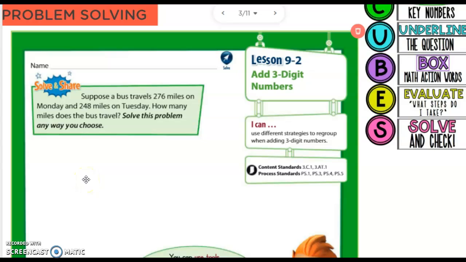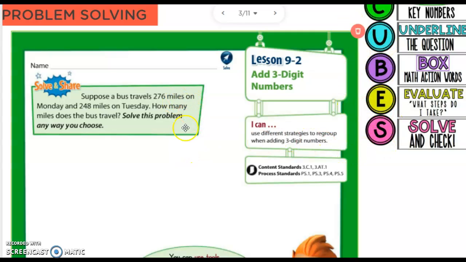In the next couple of weeks, we are going to be looking at adding and subtracting in word problems, and we'll be picking out words that help us determine if we need to add or subtract. For our problem solving, remember we always start with cube, circle, underline, box, evaluate, and solve.